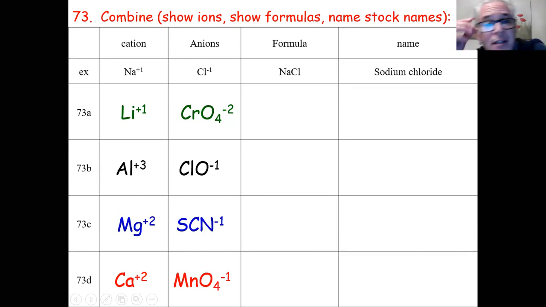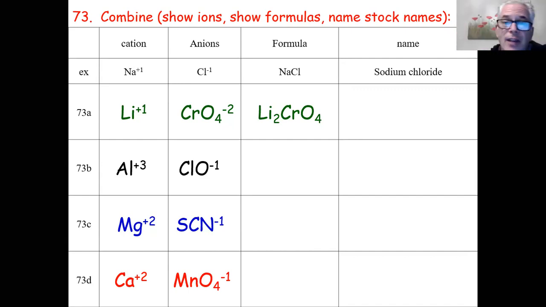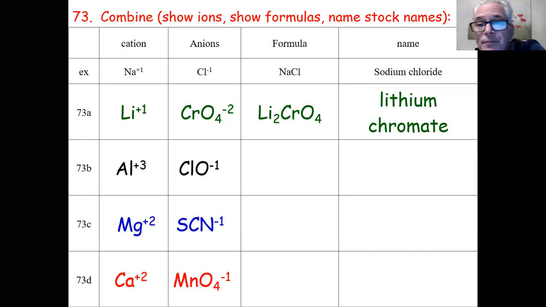Li2 and the chromate, we only need 1 chromate. The chromate is a -2 ion. We need 2 positive ones and a -2. It sums to neutral. And how do we say the name of this? Say the name of the metal, lithium. Say the name of the polyatomic ion without changing the name, lithium chromate.